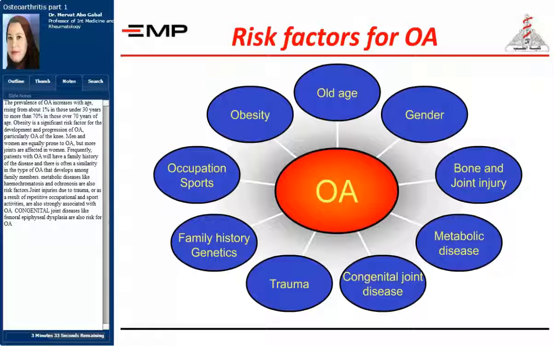Frequently, patients with osteoarthritis will have a family history of the disease, and there is often a similarity in the type of osteoarthritis that develops among family. Metabolic disorders like hemochromatosis and ochronosis are also risk factors. Joint injuries due to trauma or as a result of repetitive occupational and sport activities are also strongly associated with osteoarthritis. Finally, congenital joint disease like femoral epiphyseal dysplasia are also risk for osteoarthritis.